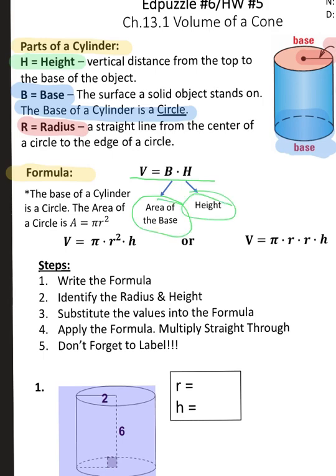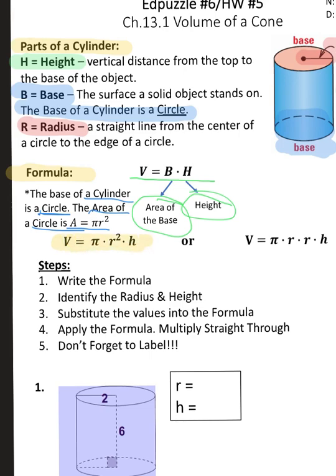This is why it's really important we know that the base of a cylinder is a circle, because the formula says the area of the base. Well, our base is a circle. What is the area of a circle? It is area equals pi r squared. So that is where we got our formula from, which is volume equals pi r squared times h.